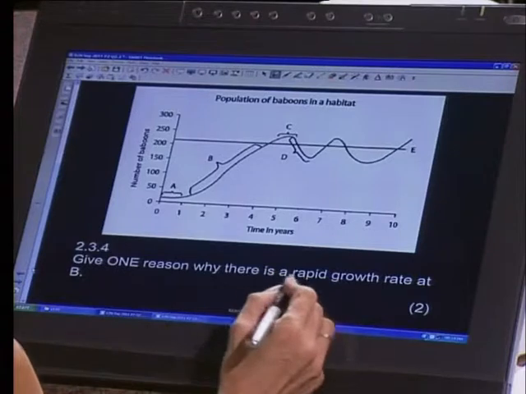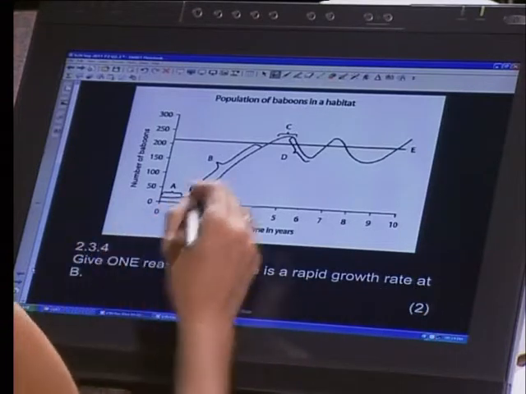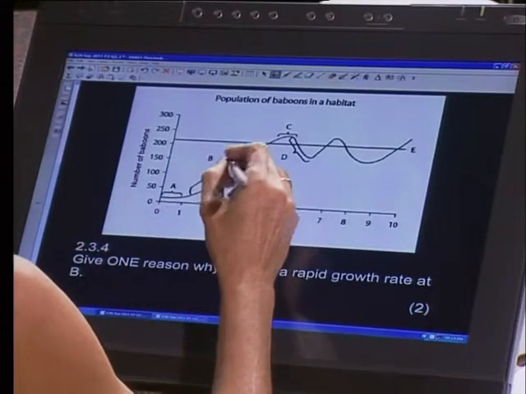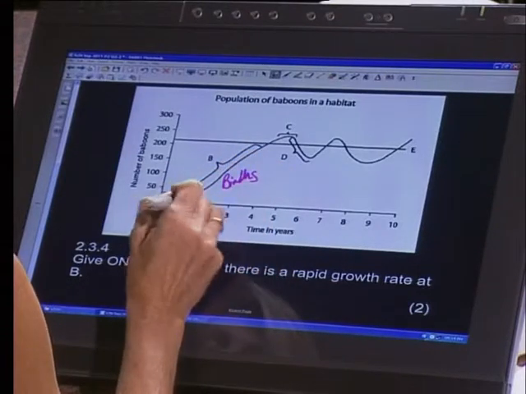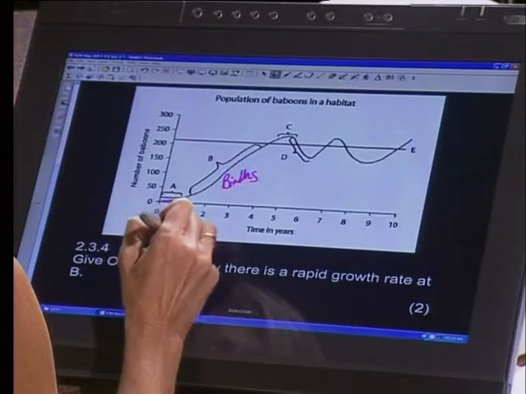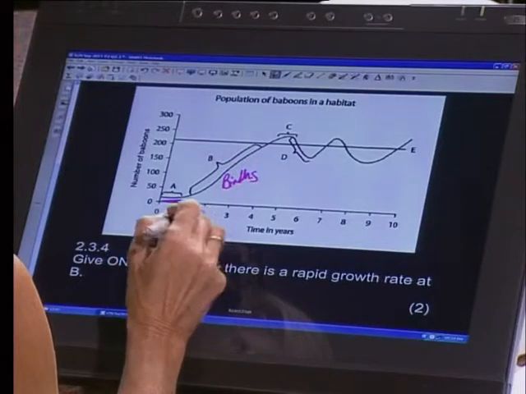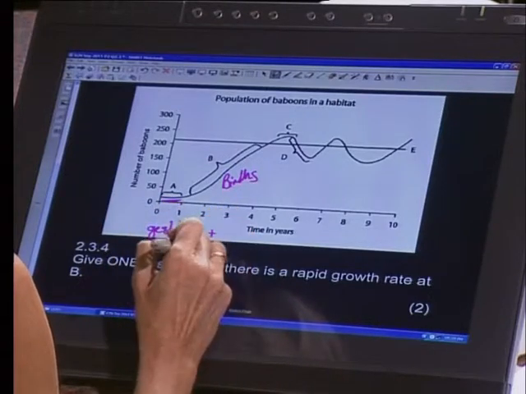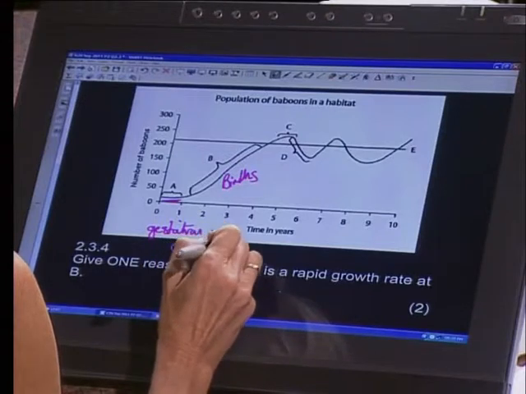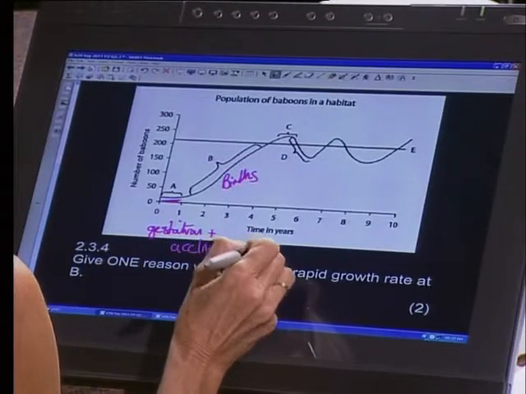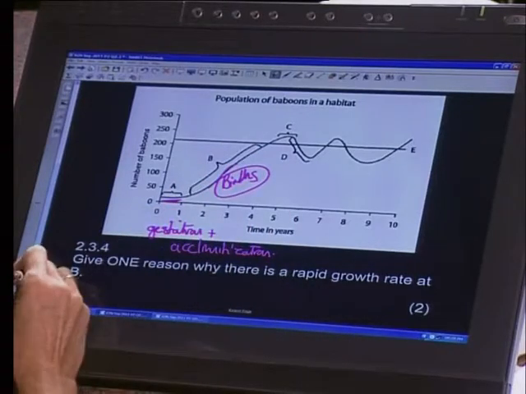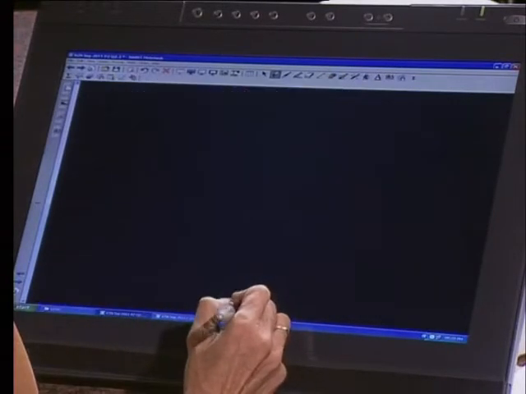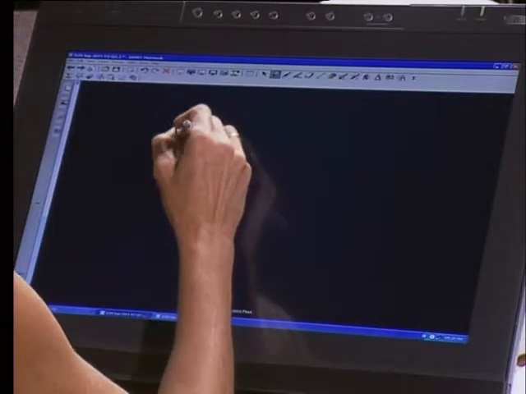Give one reason why there is a rapid growth rate at B, because we have births. Okay, so this is when there is gestation, and that lag phase is gestation and acclimatization. They get used to the area. This is when all those babies are born. Okay, all right, people, just another graph, another growth process is this.